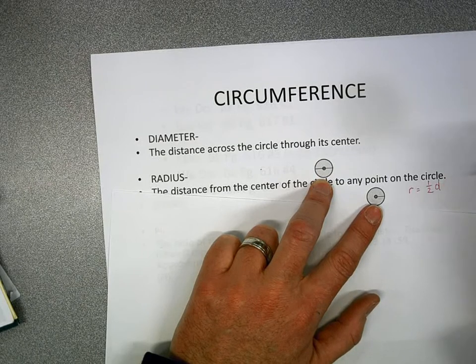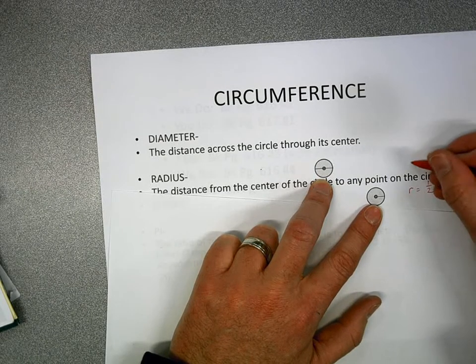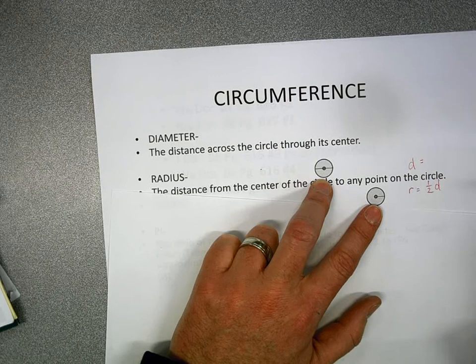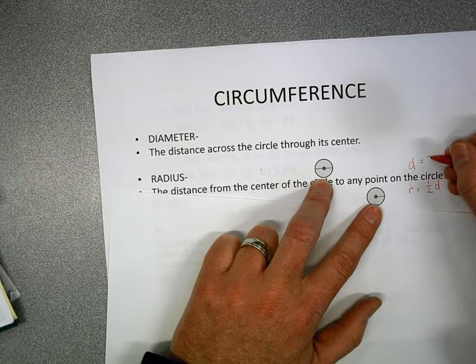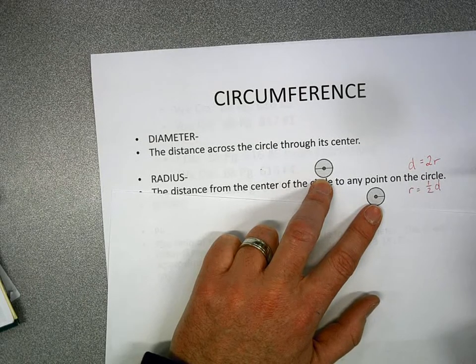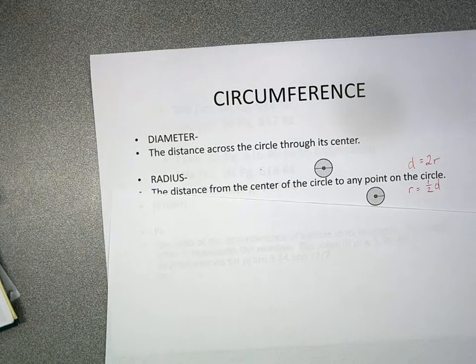The other way you can think about it is the diameter is 2 times the radius, or double the radius. So just a couple of things to remember. There is a relationship between the two. We'll talk about that more in just a bit when we take a look at a problem.